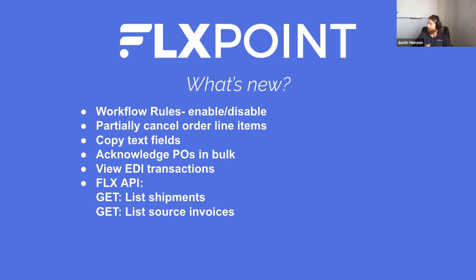And then for our API folks, we have added 2 new endpoints, a get list shipments and get list source invoices. Just added another functionality there for making your workflows a bit easier. It allows you to pull the shipments or the invoices that have been added to that source with an ascending date pattern. So we'll get into that here in a little bit. So let's dive into the dashboard.